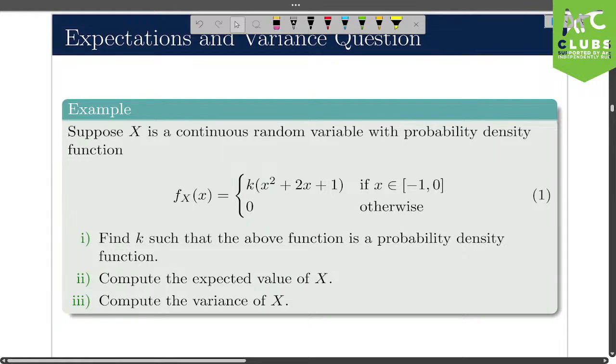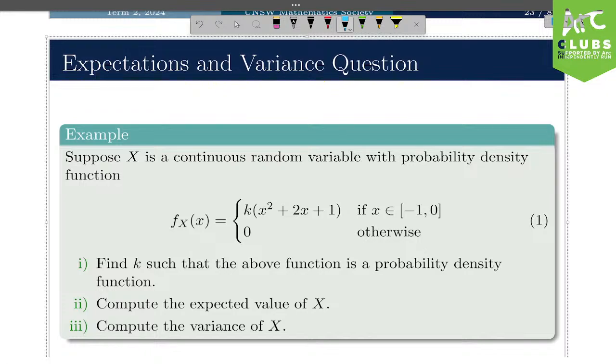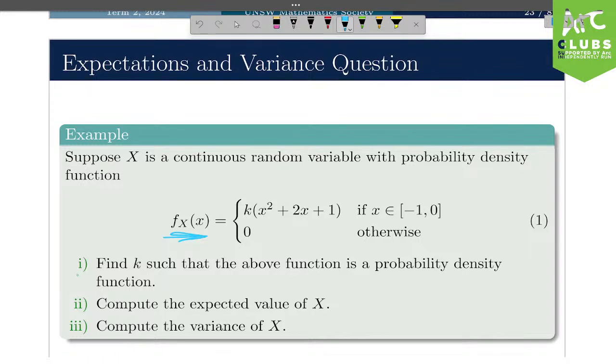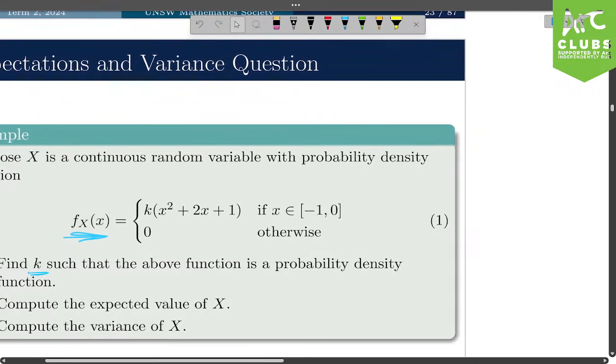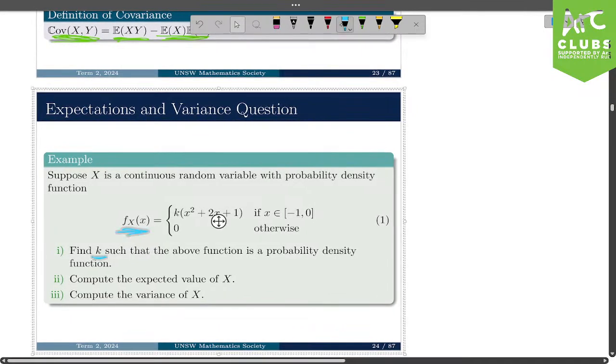All right, let's do a question, just because we've met a lot of things and we should know how to manipulate them in the context of a question. Suppose x is a continuous random variable with this probability density function. The first part of this question is to find the value k such that the above function is a probability density function.